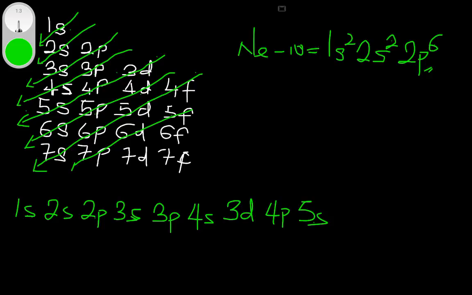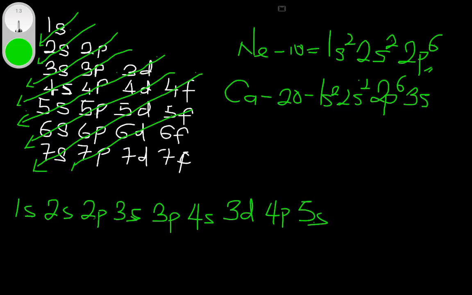Let's look at calcium. Calcium has atomic number 20. So for calcium, what we'll have is 1s2, then our 2s will also have 2, then our 2p will have 6. After 2p, the next that comes is 3s, and our 3s will have 2, so we have 12 already.